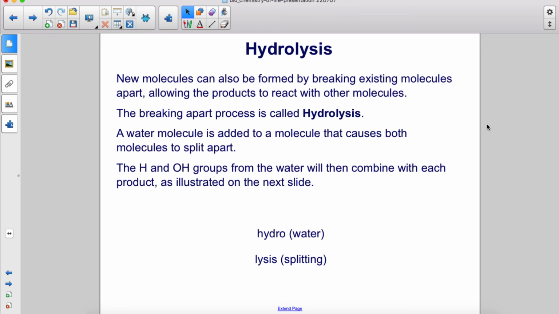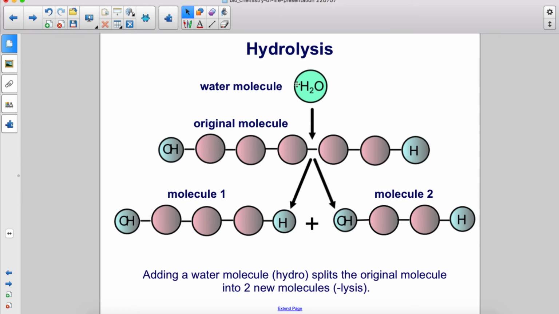New molecules can also be formed by breaking existing molecules apart, allowing the products to react with other molecules. The breaking apart process is called hydrolysis. A water molecule is added to a molecule that causes both molecules to split apart. The hydrogen and OH groups from the water will then combine with each product, as illustrated on the next slide. Adding a water molecule splits the original molecule into two molecules.